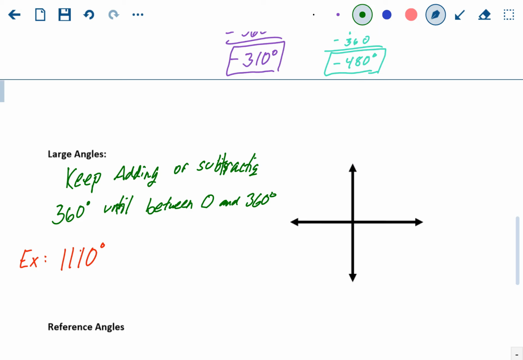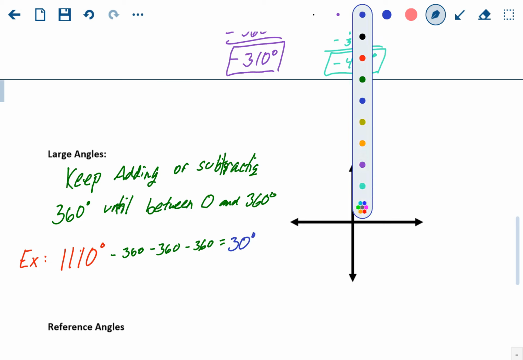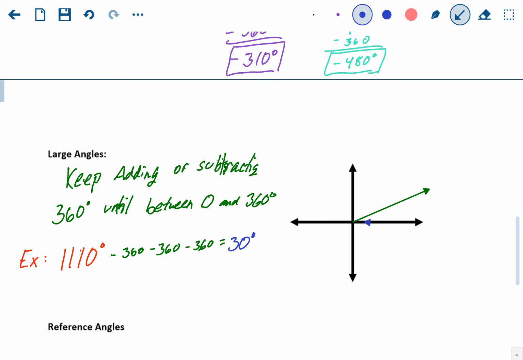So we got 1,110 degrees. Well, that's not between 0 and 360, so we're going to subtract 360. It's still not. Subtract 360 again, still not. Subtract it again, and you finally get a 30-degree angle. So 30 degrees and 1,110 degrees are the same terminal side. But the 30-degree angle, which I'll label in blue, is this tiny angle, whereas 1,110 degrees, you're going to have to go all the way around the circle once, twice, 3 times, and you're done.